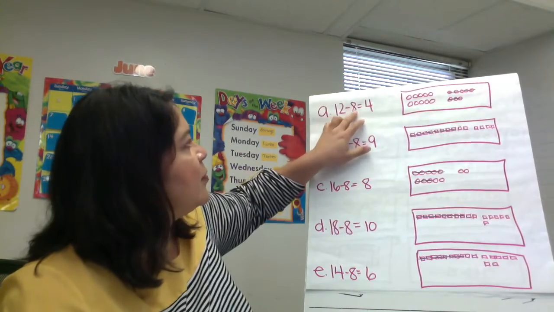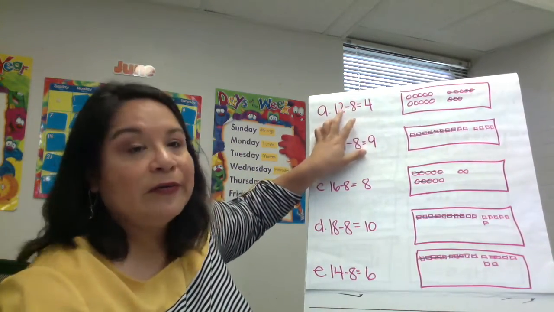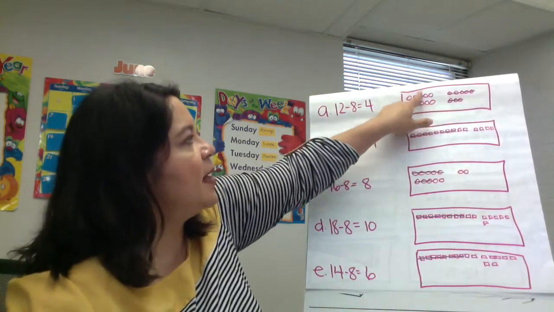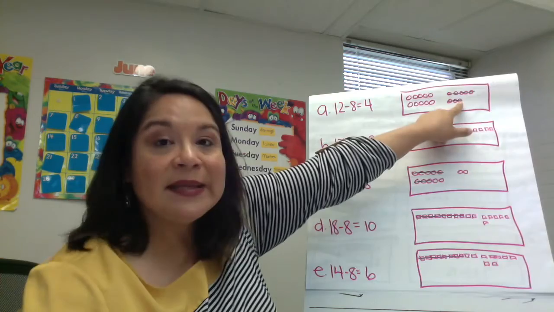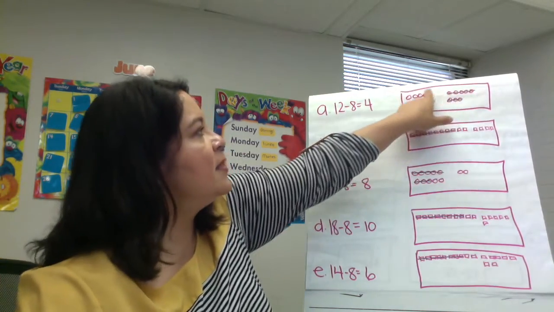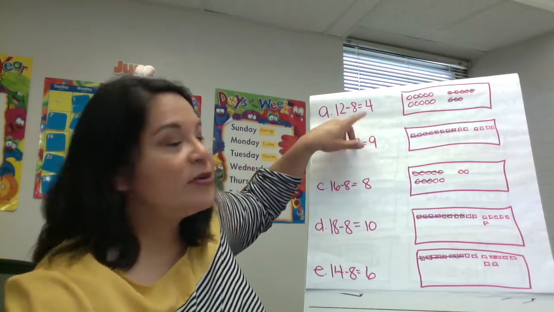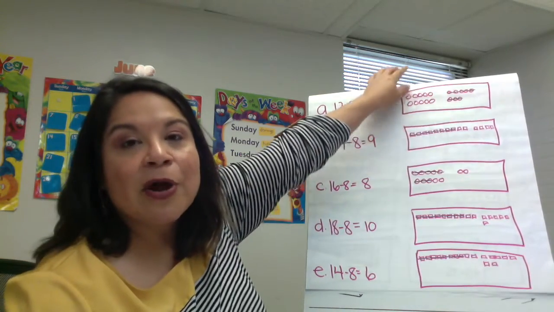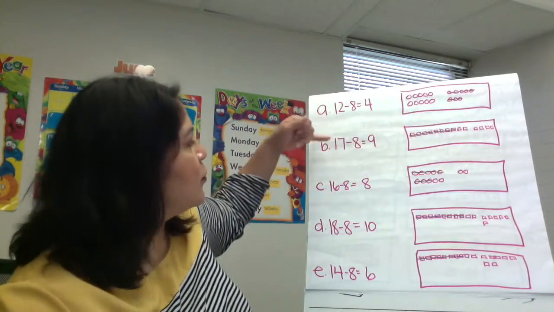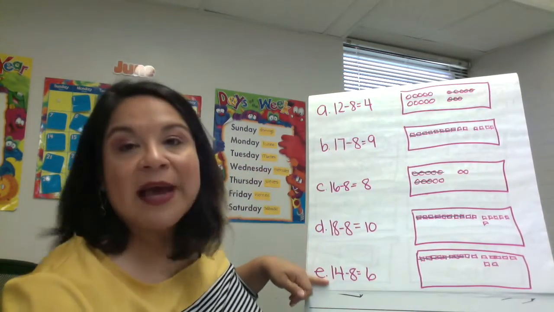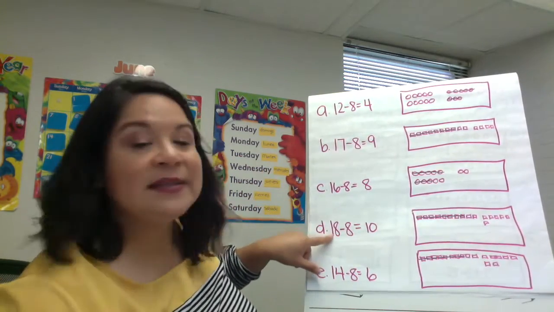So 12 take away 8 equals 4. So we're looking for a total of 12. So let's count. We know this is 10, 11, 12, 13, 14, 15, 16, 17, 18. Now, does this 18 match my total of 12? No, so I know this is not my answer. But what you can do, boys and girls, since we're already here, we can look for which one of these has an 18 total. And we see that this is the only one.